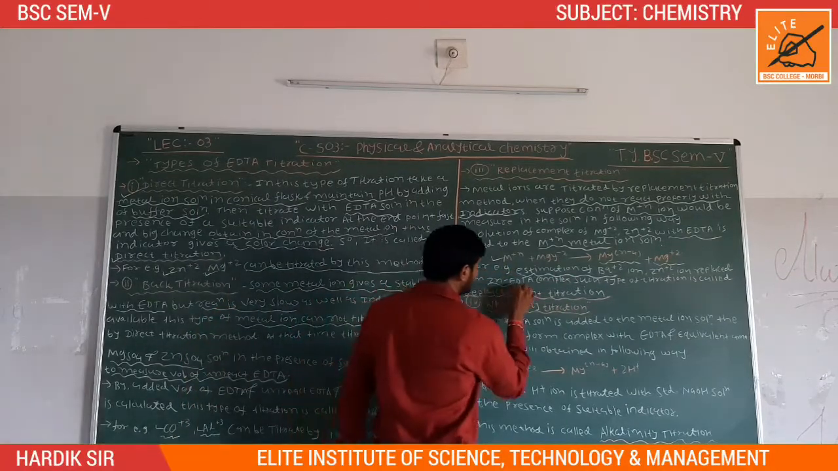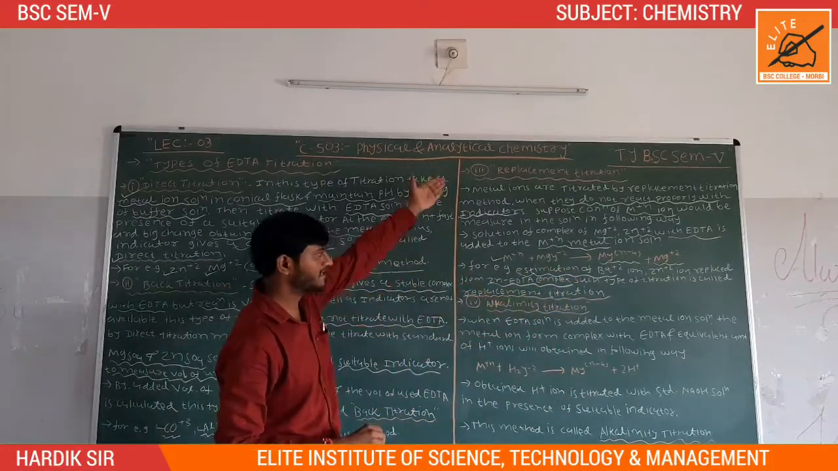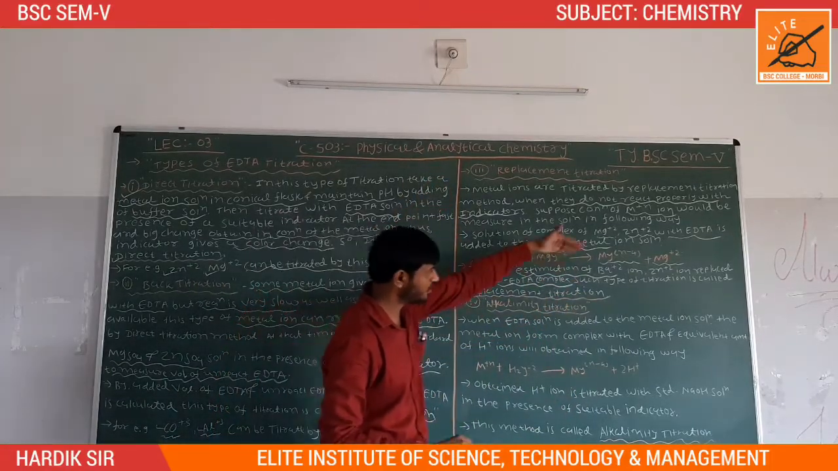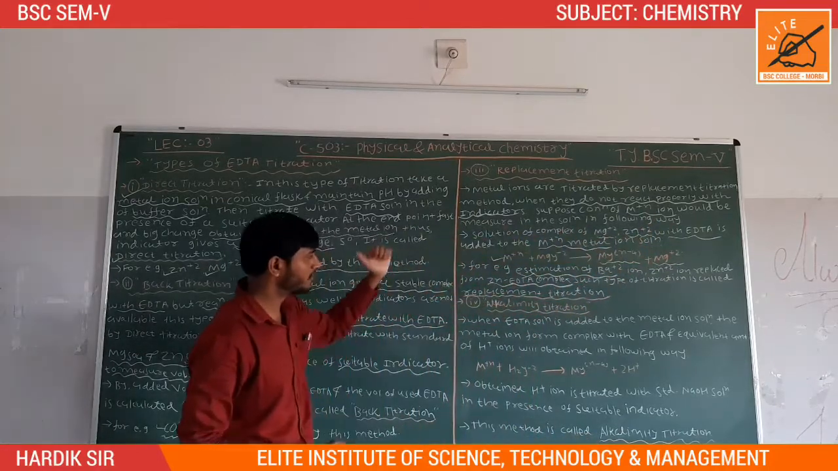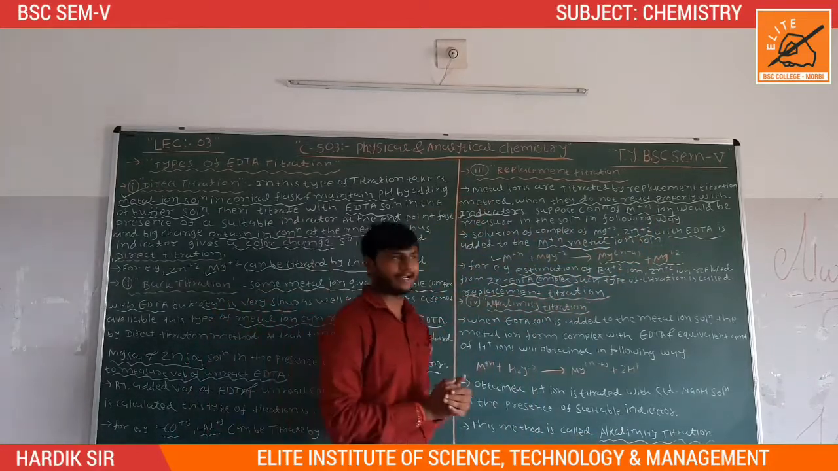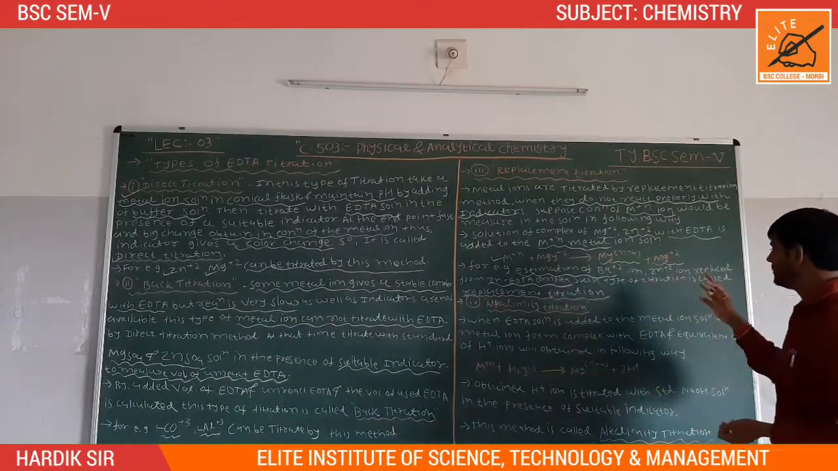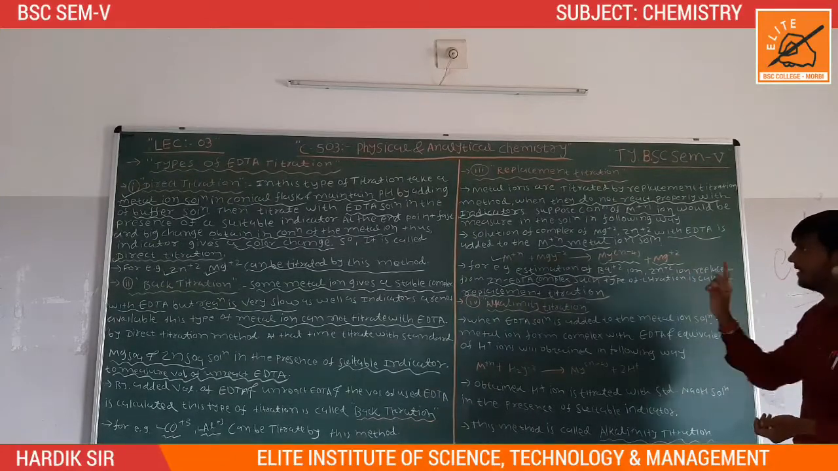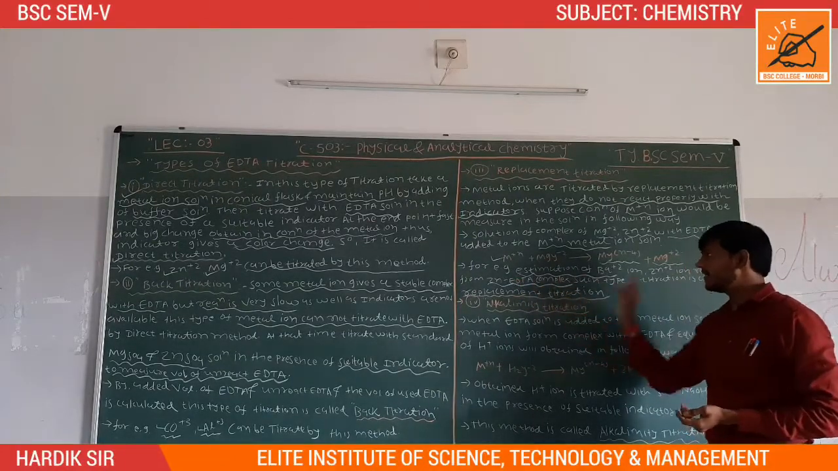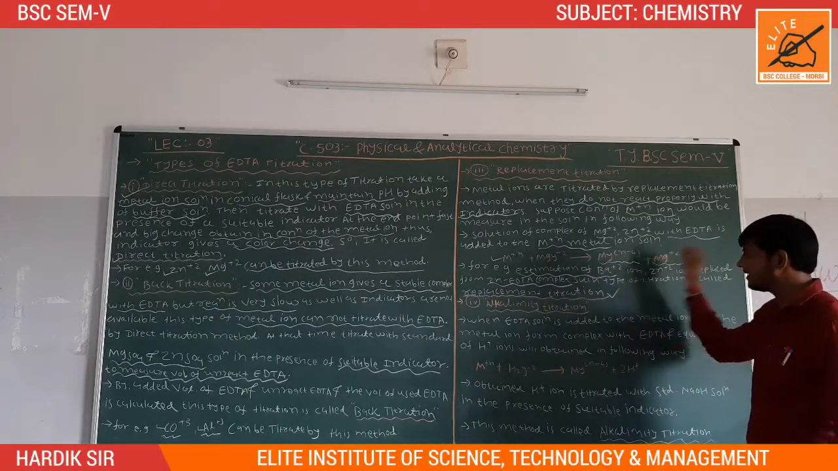For the estimation of the Ba plus 2 ion, the zinc plus 2 ion is replaced from the zinc EDTA complex, and such a titration is called replacement titration because the zinc plus 2 ion is replaced by Ba plus 2. Another example: the Ca plus 2 ion replaces the Mg plus 2 ion, forming a Ca EDTA complex, and such a titration is called the replacement titration.